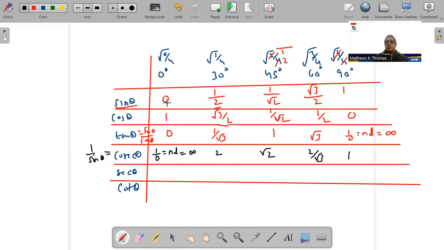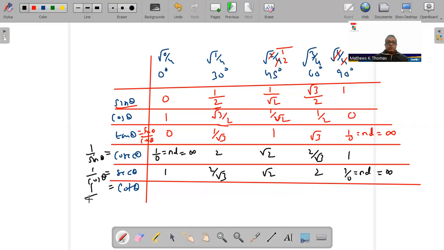Okay, so cosec, once you find sine, that's why I said take out sine properly, because these are all reciprocals. Cosec is the reciprocal of sine. Sec is the reciprocal of cos. So if I found out cos correctly, my sec will be correct, because all I have to do is take reciprocals here. So 1 will become 1. Root 3 by 2 will become 2 by root 3. Then 1 by root 2 will become root 2. 1 by 2 will become 2. And 1 by 0 is again not defined, that is infinite.